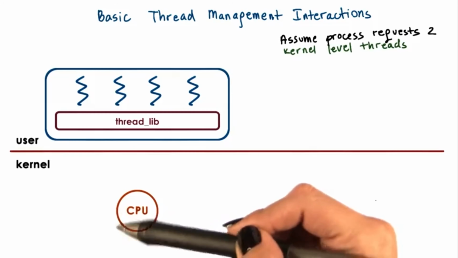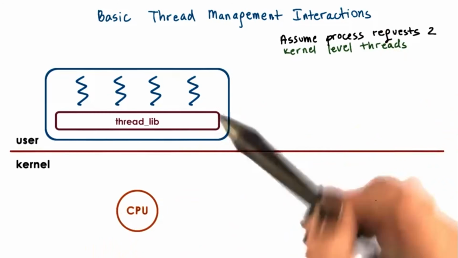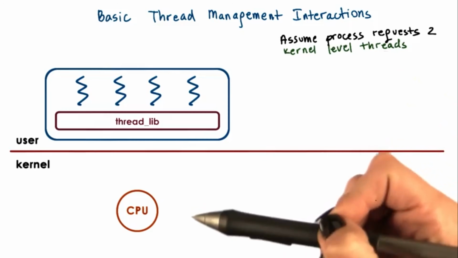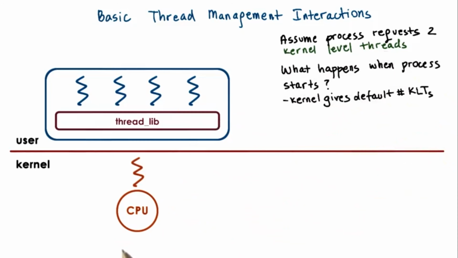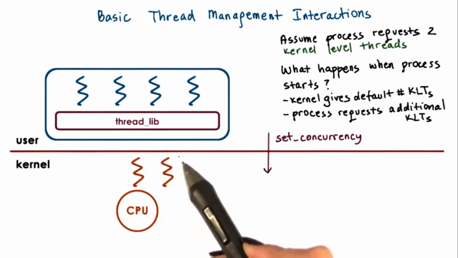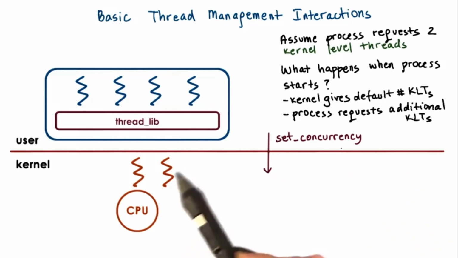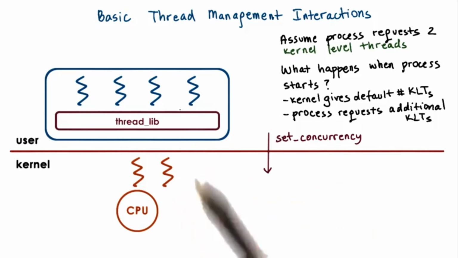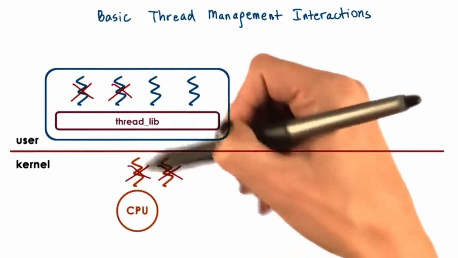So if our operating system has a limit on the number of kernel threads that it can support, it would be nice if the user-level process actually said, I just really need 2 threads. So when the process starts, the kernel will first give it, let's say, a default number of kernel-level threads and the accompanying lightweight threads, and let's say that is 1. Then the process will request additional kernel-level threads, and the way it's done is that the kernel now supports a system call called setConcurrency. In response to this system call, the kernel will create additional threads, and it will allocate those to this process.